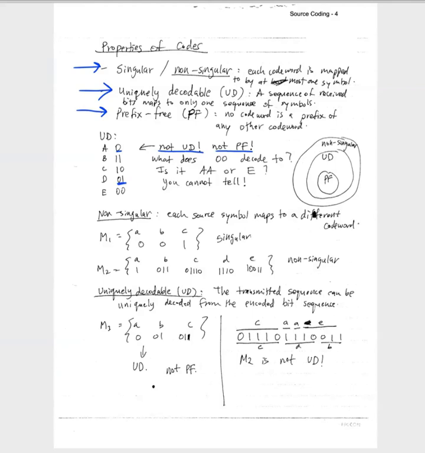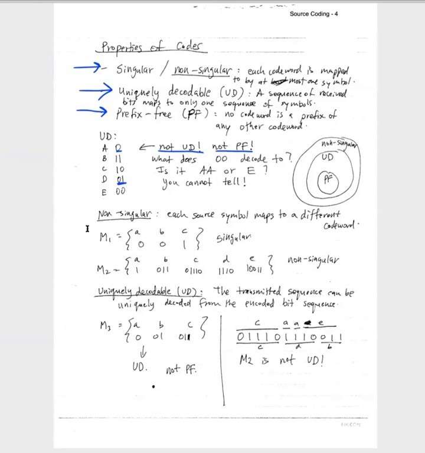So at the end of the day, we are going to design prefix-free codes because they are useful for decoding efficiently. Uniquely decodable is all we need, okay? But prefix-free is very useful. So this is an example of a not uniquely decodable, not prefix-free code.